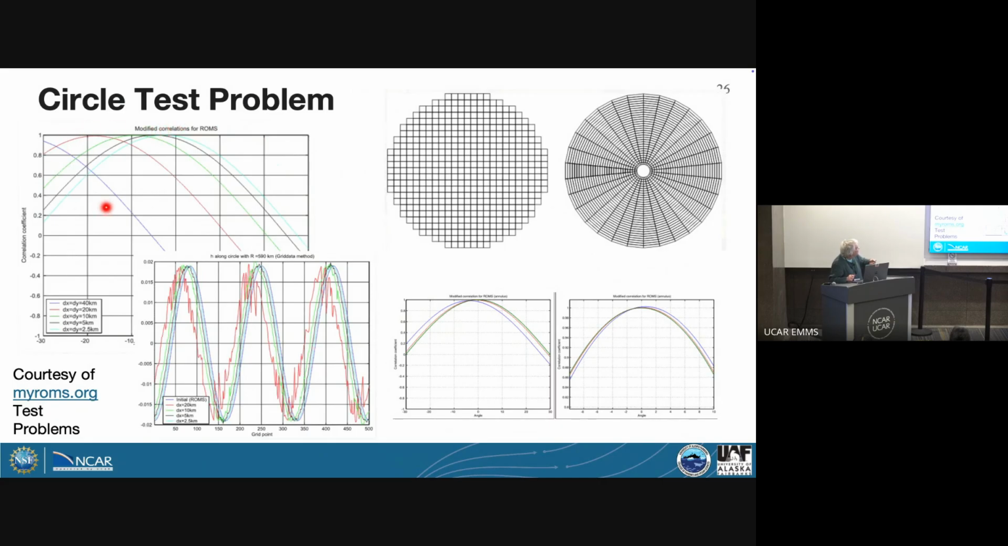These 5 curves are from 5 different resolutions of the circle problem. And the coarsest has the biggest phase error. So the correlation should be 1 at a 0 angle if it had moved as far as it should have, but it's been slowed down by hitting all these little staircases in the coastline.